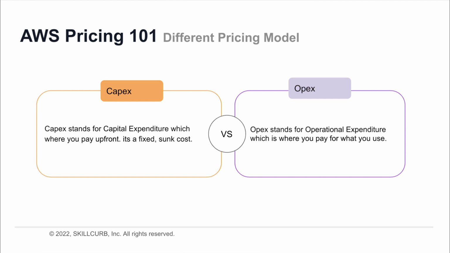OpEx stands for operational expenditure, which is where you pay for what you use. This is where you're paying for things as you use them. And that was the great thing, because you only pay for what you are using. This is what startups usually use, because it's cheaper for them.